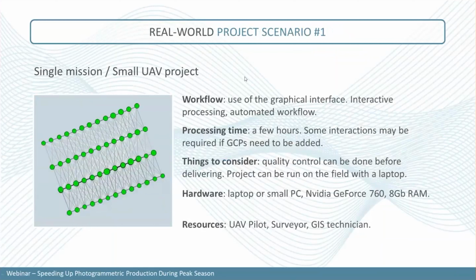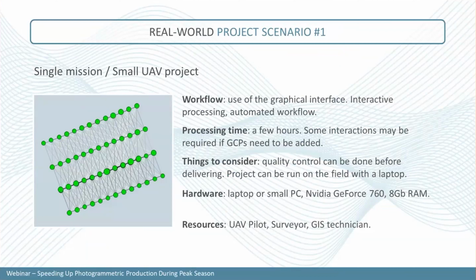So now we've seen how you can manage some projects. Let's see how you can break down the project, or how it can apply to different project types. The first project scenario is basically the smaller one. You have a small single mission. You can use the graphical user interface to quickly run the processing.